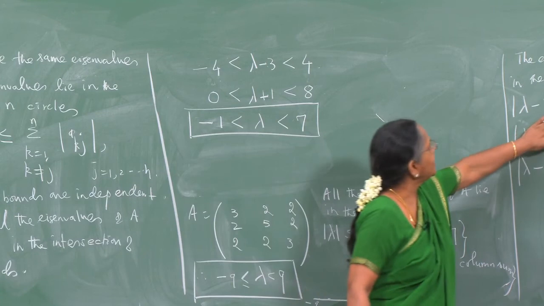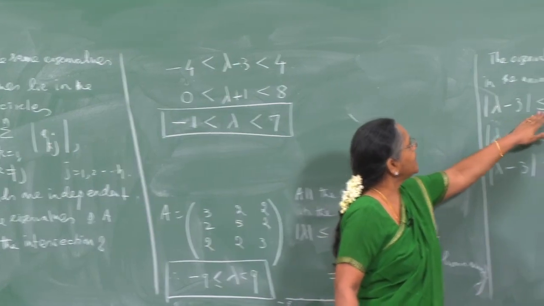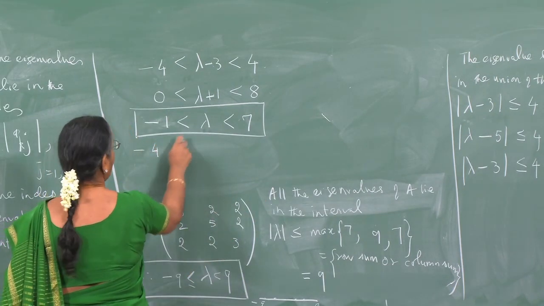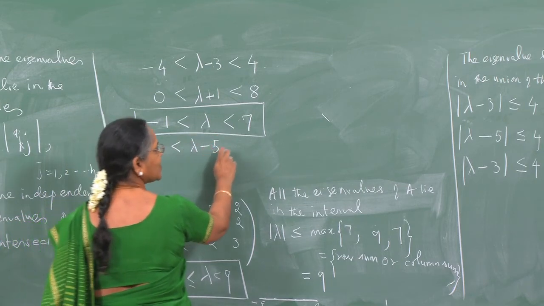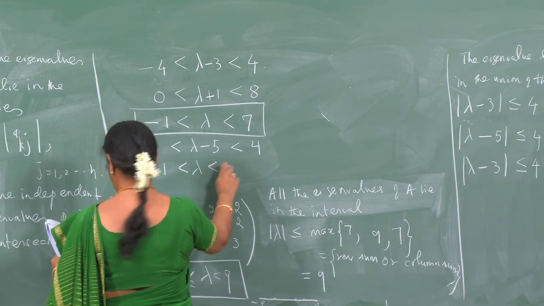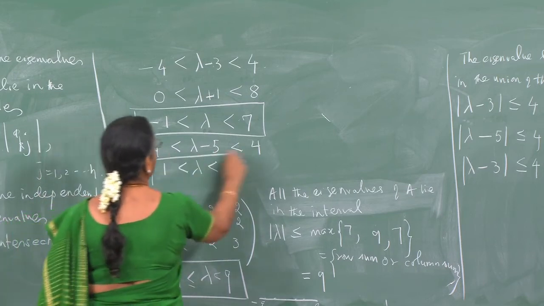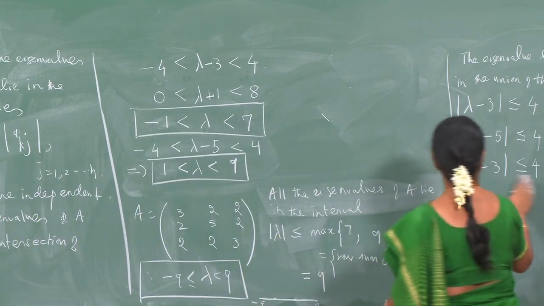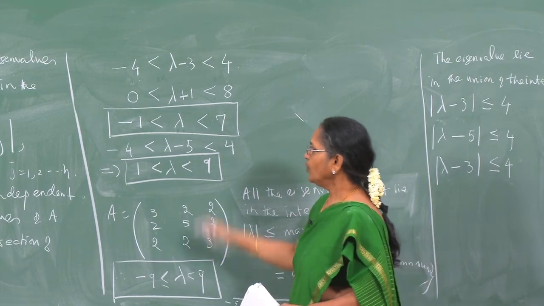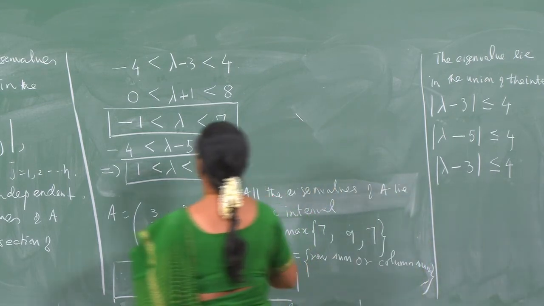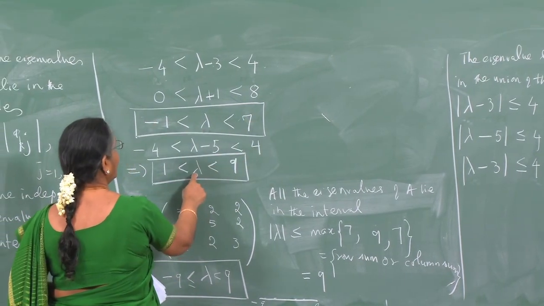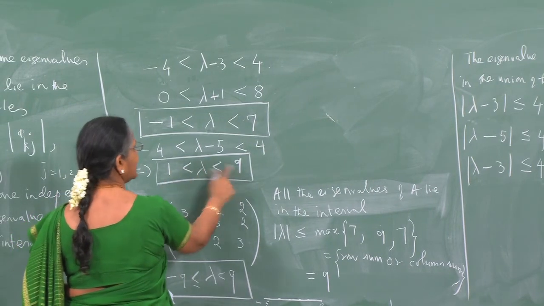Let us look at the first inequality. It gives mod lambda minus 3 less than or equal to 4, so minus 1 less than lambda less than 7. Mod lambda minus 5 less than or equal to 4 gives minus 4 less than lambda minus 5 less than 4, so 1 less than lambda less than 9. And the third inequality is mod lambda minus 3 less than or equal to 4, which is the same as the first inequality. So, Brauer's theorem tells us that the eigenvalues lie between minus 1 and 7, and between 1 and 9.